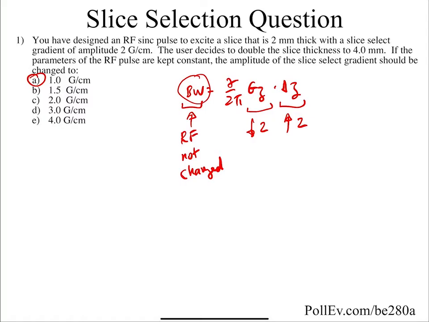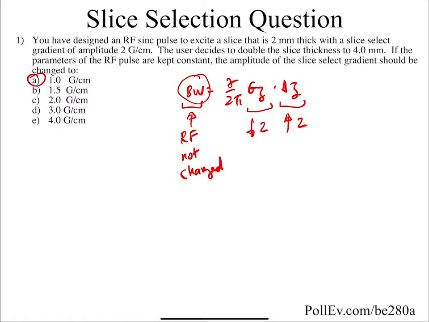Yes, question. Just to clarify, if the RF doubled but delta z stayed the same, does that mean that G also doubled? What do you mean by the RF doubling? If the bandwidth doubles, basically. Sure. Let's say we doubled the bandwidth, right?